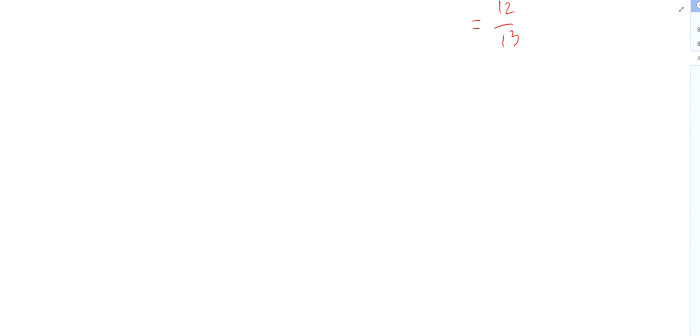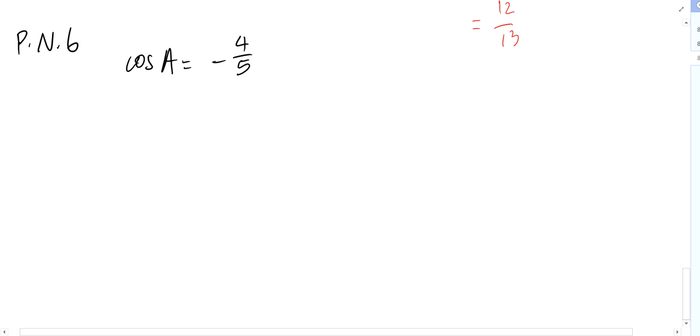Okay, next one. Last, focus. Practice Now 6. A and B are angles in the same quadrant. So exactly what I have on the board, right? The approach is the same. Just that you need to know A and B are different angles, but they are in the same quadrant. Cosine A is negative 4 over 5.